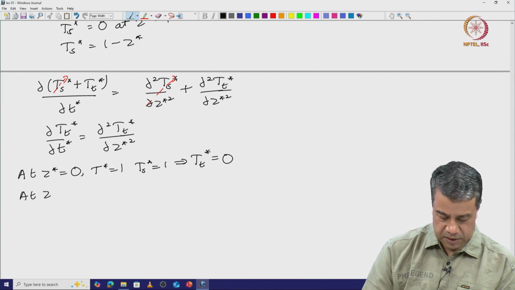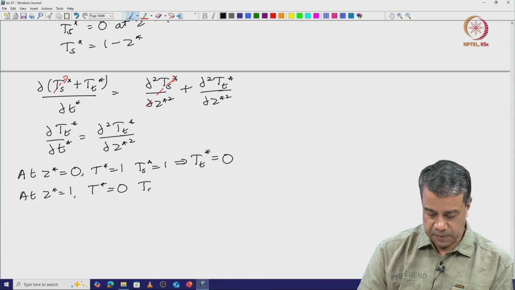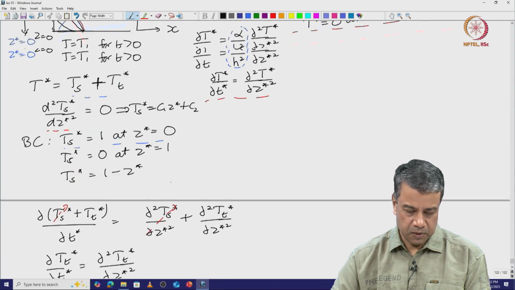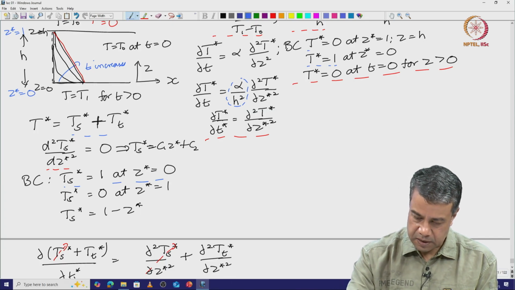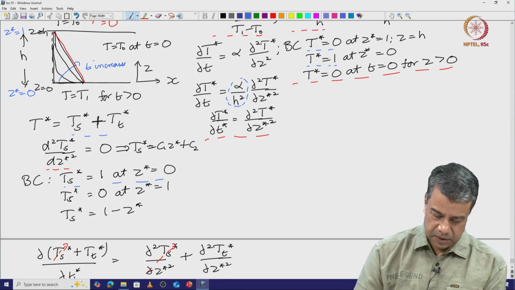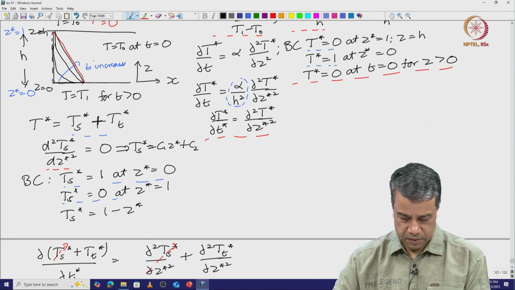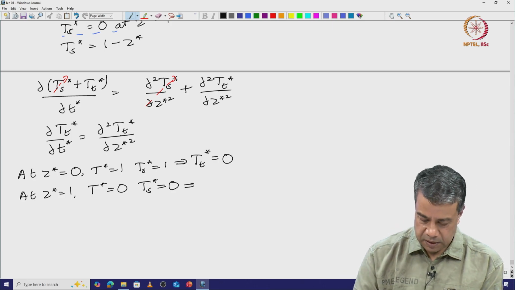At z star is equal to 1, the temperature is equal to 0, the steady part of the temperature is also equal to 0. Note that the total temperature is equal to 0 at time t star at z star is equal to 1, the steady temperature is also equal to 0. And this would imply that the transient part of the temperature is equal to 0.